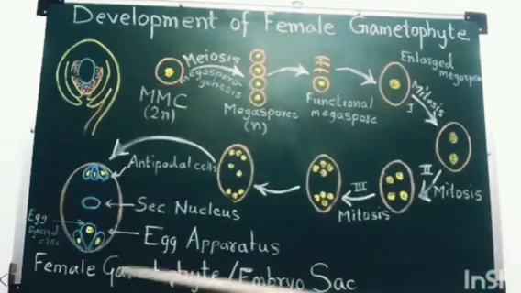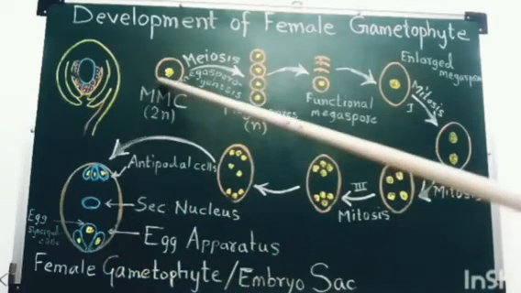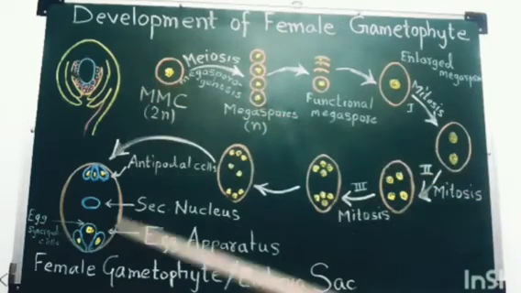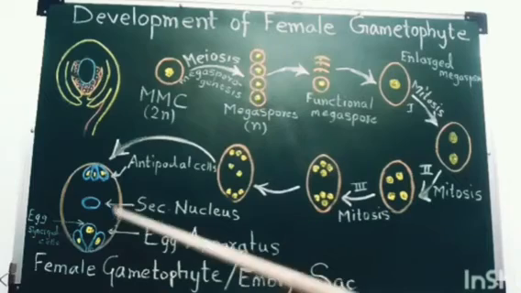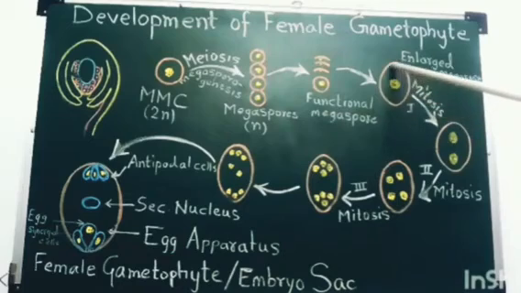The development of the female gametophyte is called monosporic and endosporic. Now why is it called monosporic? Because the development of the female gametophyte takes place from a single megaspore, hence it is called monosporic. And why is it called endosporic? Because the development of the female gametophyte takes place within the megaspore, or inside the megaspore, hence the development is called endosporic. So this is all about the development of the female gametophyte.